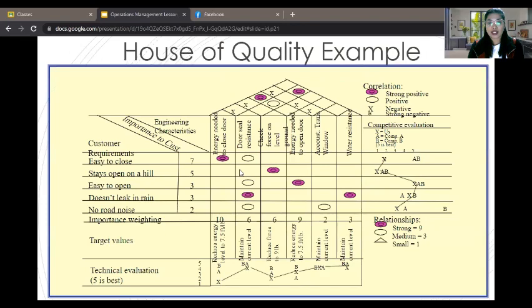So we have here an example of the house of quality. Again, this area is for the correlation matrix and the design requirements. We also have here the customer requirements, the relationship matrix, the competitive assessments, and the specific target values.